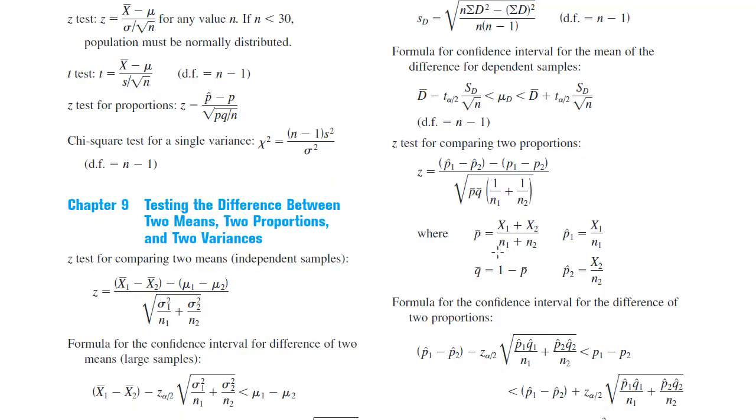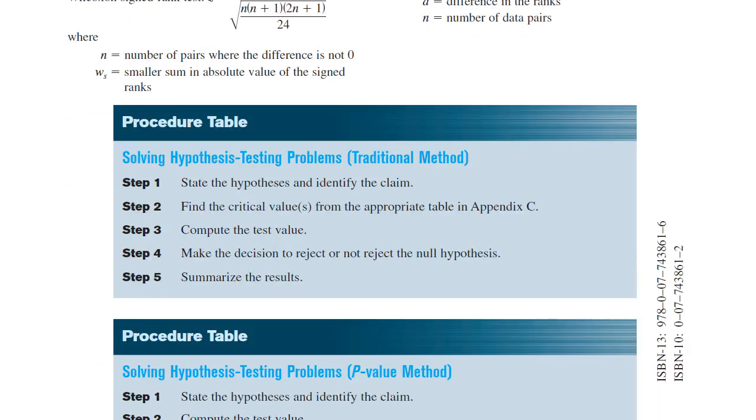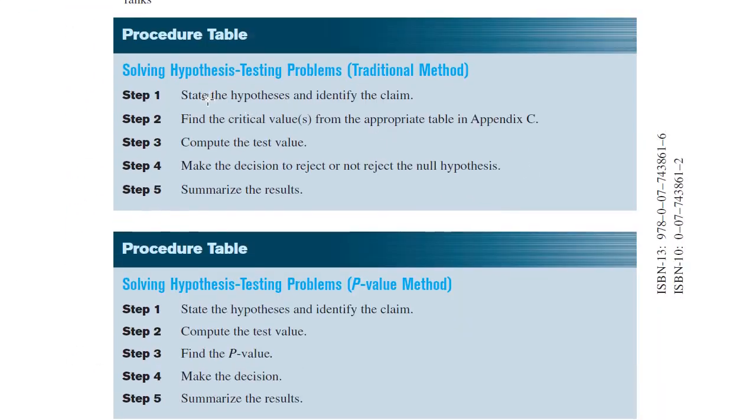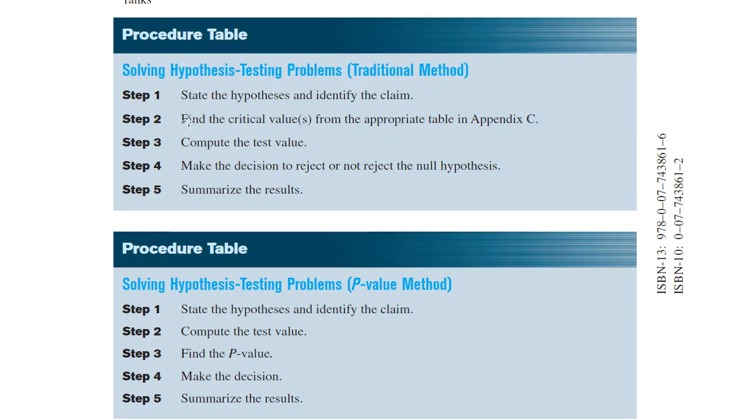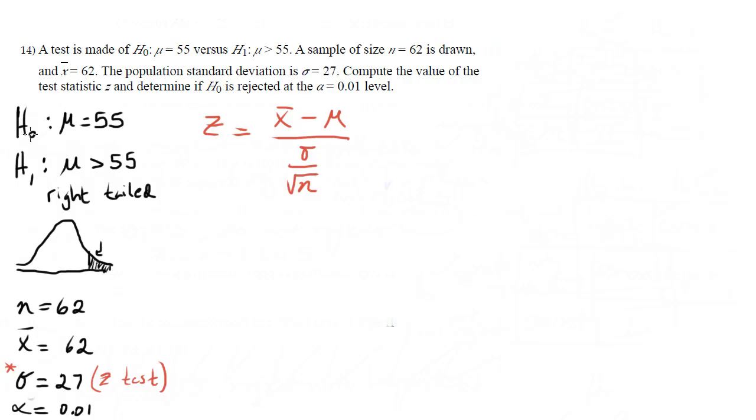Okay, so if I go back to our steps, first we'll do the traditional method, right? The hypothesis was already stated. We're not exactly told what the claim is here. That's okay. For the word problems that you may see, you should be able to identify what the claim is. So we've got the first step down. Find the critical values from the appropriate table in Appendix C. So let's find the critical values first. I was going to do it in a different order, but let's find the critical values.